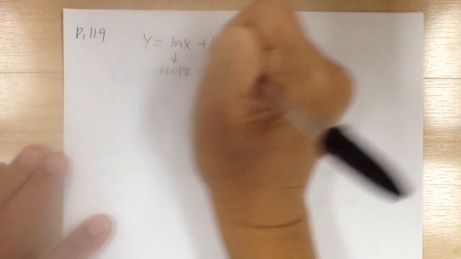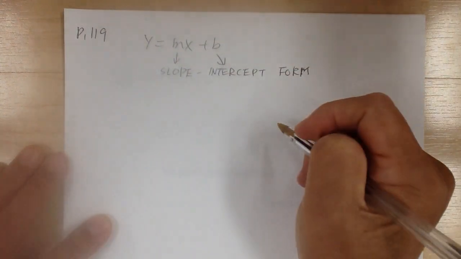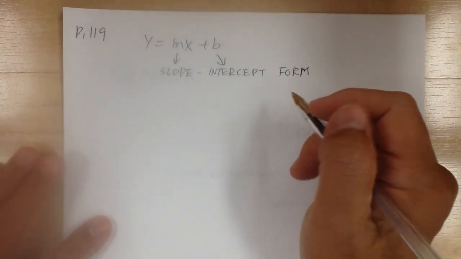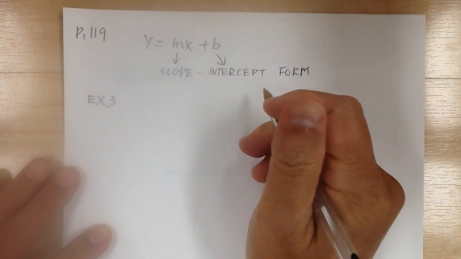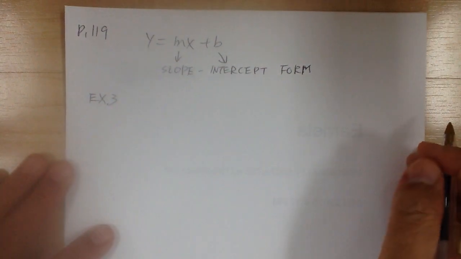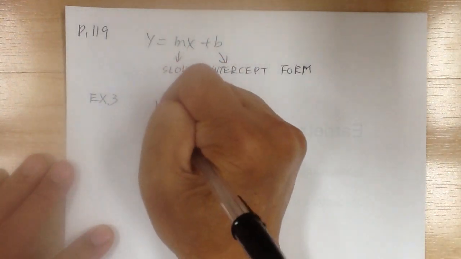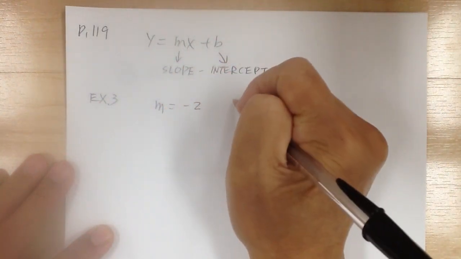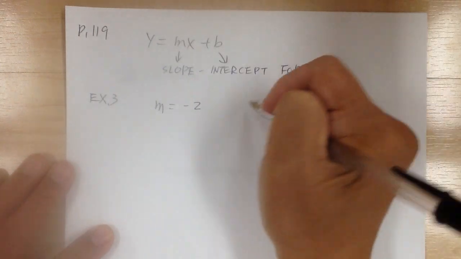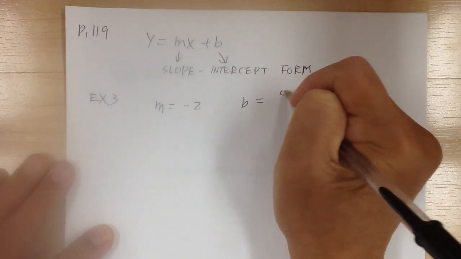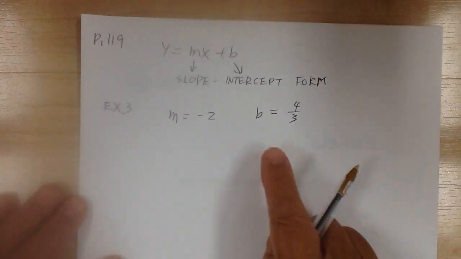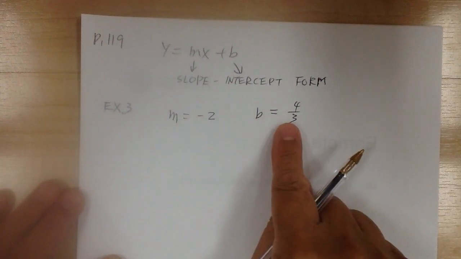Okay, because this is the slope and this is the intercept. Okay, so let's go over example 3. It says find the equation in standard form of the line having the slope equal to negative 2 and y-intercept. Y-intercept is the b. So b equal to 4 over 3. You have a slope, you have intercept, so use it.